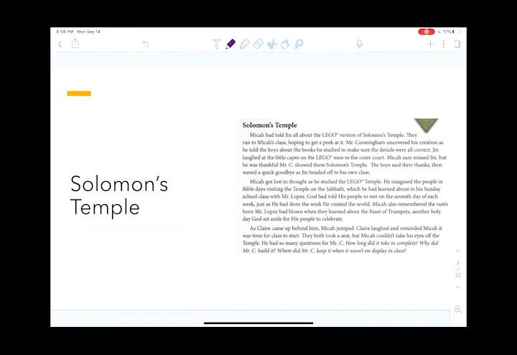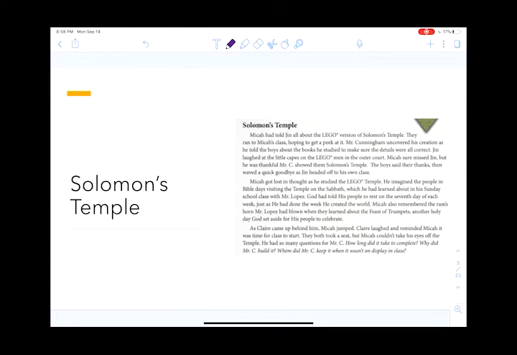As Claire came up behind him, Micah jumped. Claire laughed and reminded Micah it was time for class to start. They both took a seat, but Micah couldn't take his eyes off the temple.